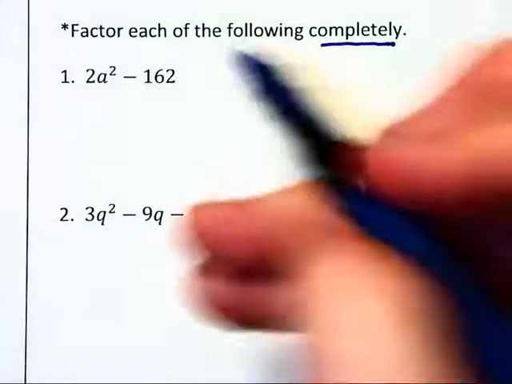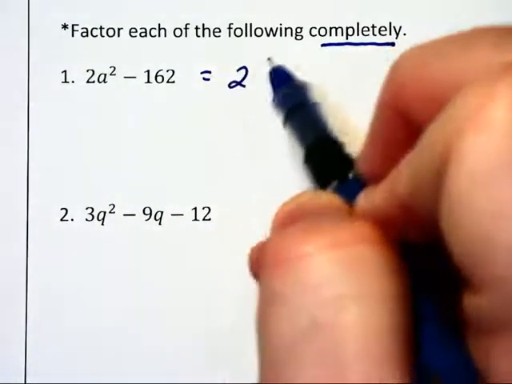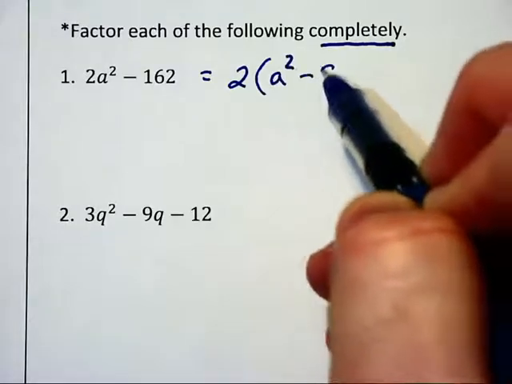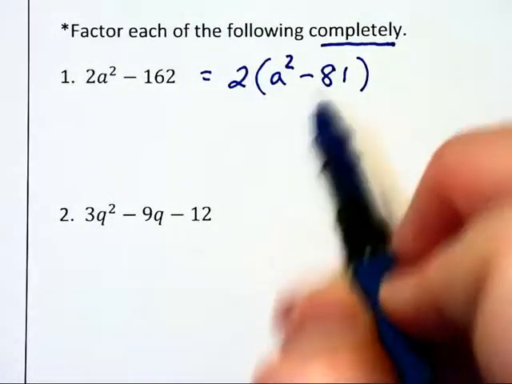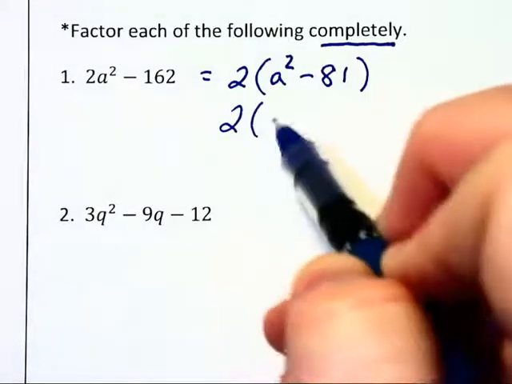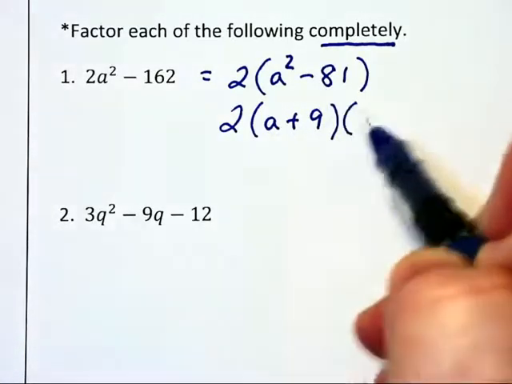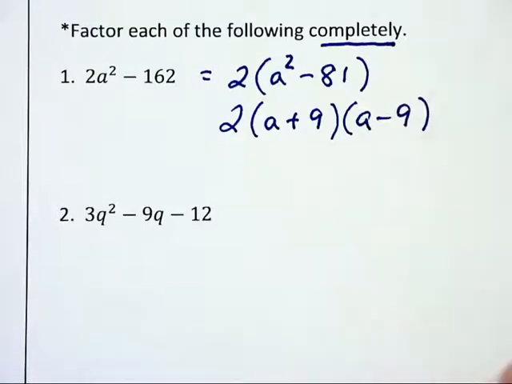In this first problem, I noticed that 2 is a GCF, and I can factor it out and have a squared minus 81. I noticed there are 2 terms there, and they're both squares, so that's the difference of 2 squares, and I can factor this as a plus 9 and a minus 9 with the 2 out in front.